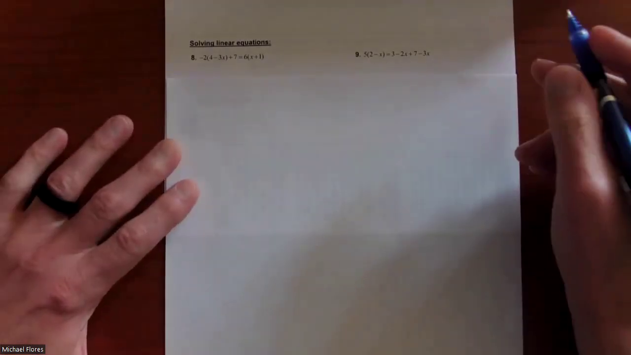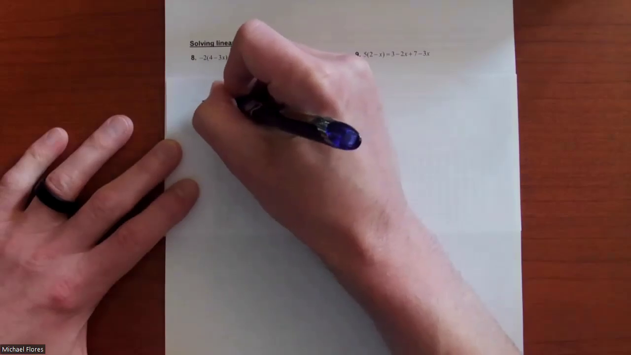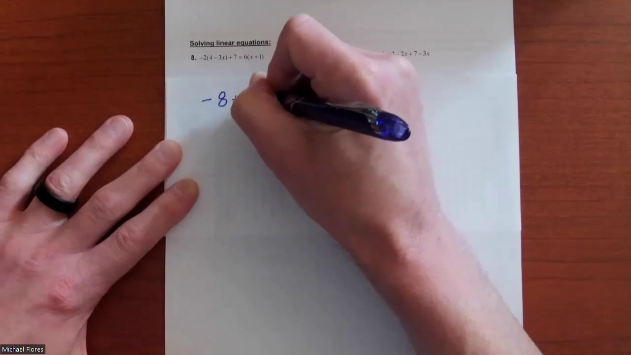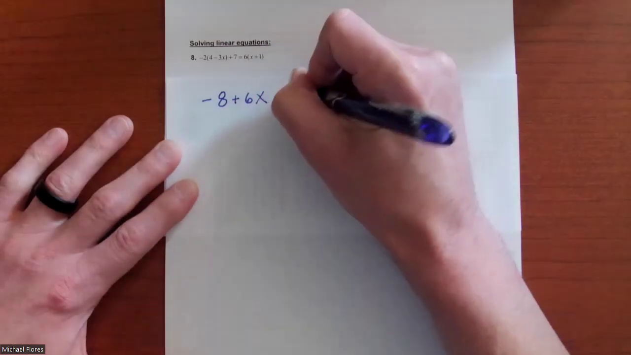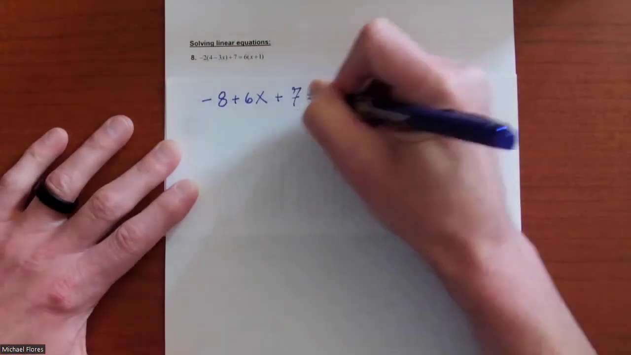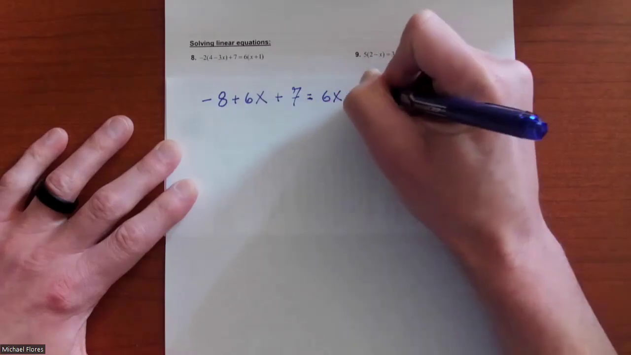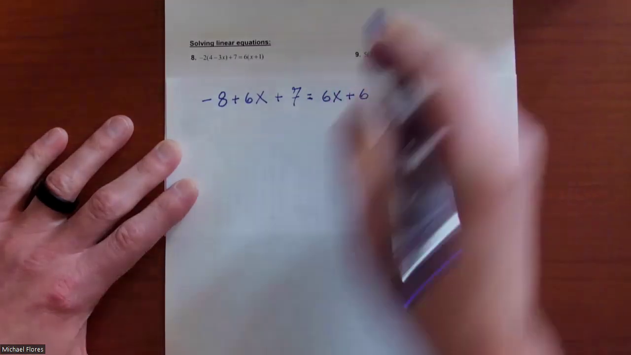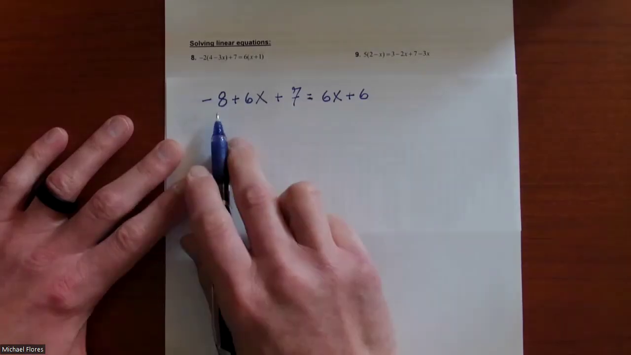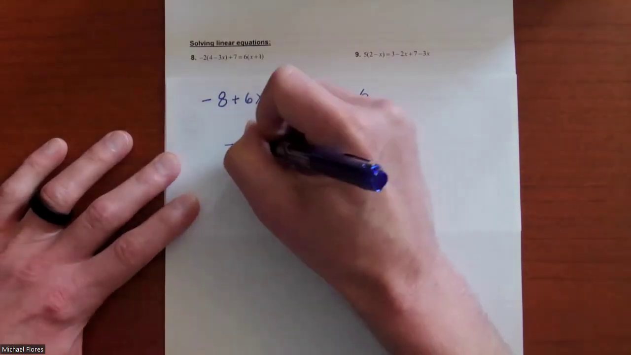Solving linear equations. Let's do it. Let's distribute this -2 throughout the parentheses. And now let's distribute the 6 throughout the parentheses on the right side of the equal sign. Okay. Now notice on the left side, we can combine some like terms. Let's do that first. -8, +7, combine them together, you get -1.